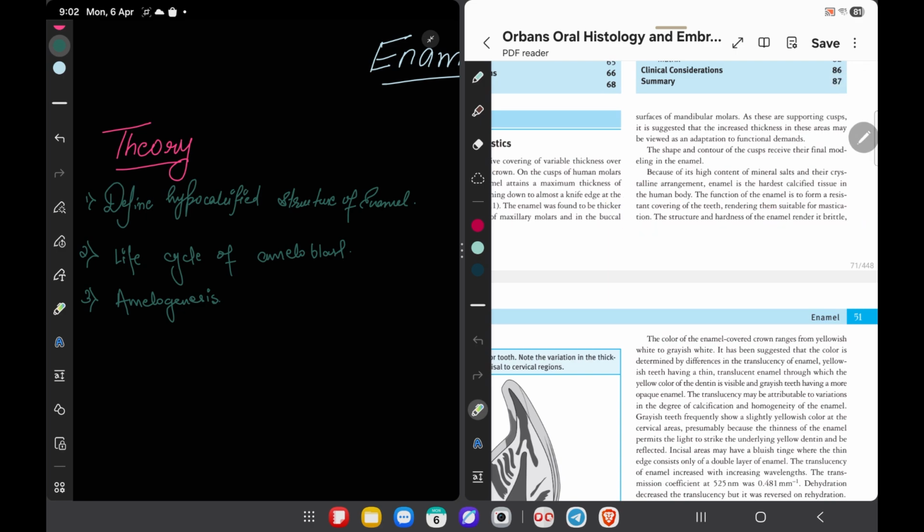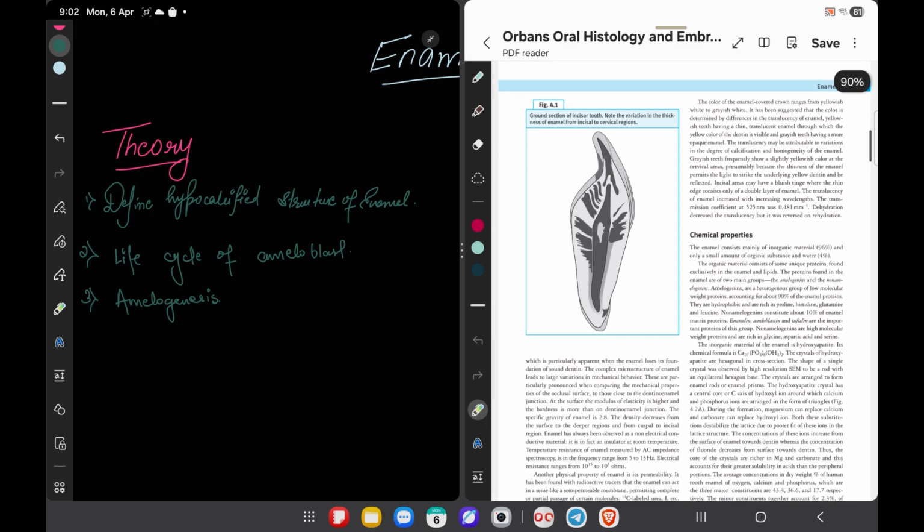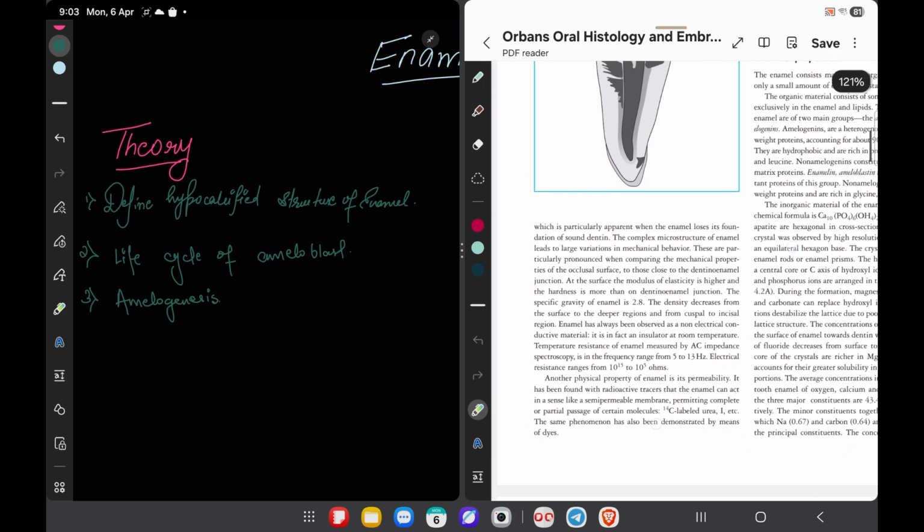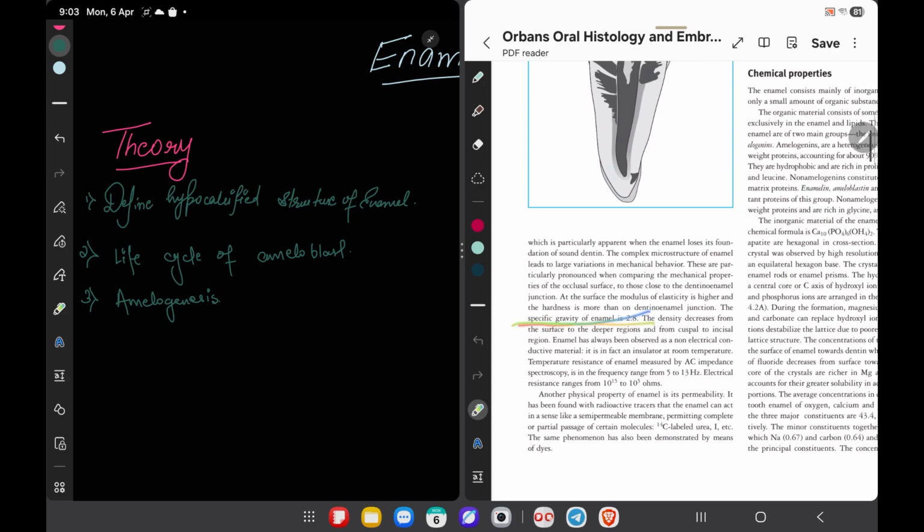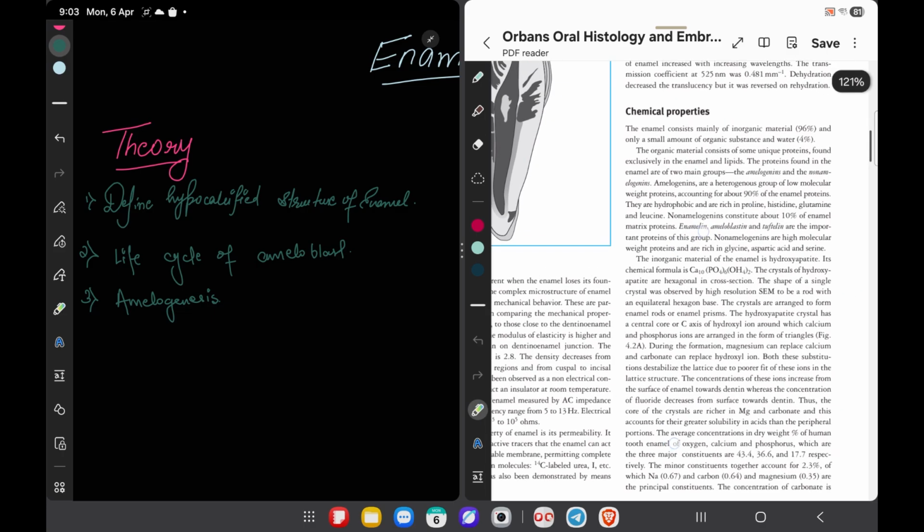The difference in physical characteristics between enamel and dentine is a question, but it is not frequently asked. It is asked very rarely in examinations, but it can be asked, so you have to think about the difference between enamel and dentine physical characteristics. In this topic, we'll just jump to the main important things in each topic. Specific gravity of enamel is 2.8. These are all minor questions. They are not very important, but you can read them.